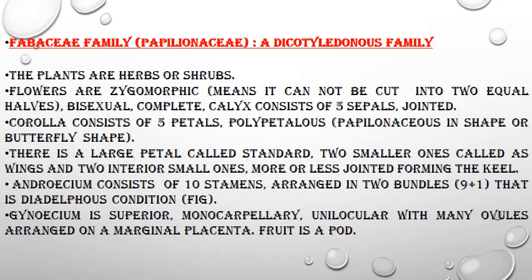There is a large petal called standard, 2 smaller ones called wings, and 2 interior small ones more or less joined forming the keel. Androecium consists of 10 stamens arranged in 2 bundles, 9+1 arrangement. That is diadelphous condition. You can see in the next figure. Gynoecium is superior, monocarpellary, unilocular with many ovules arranged on a marginal placenta. Fruit is a pod.